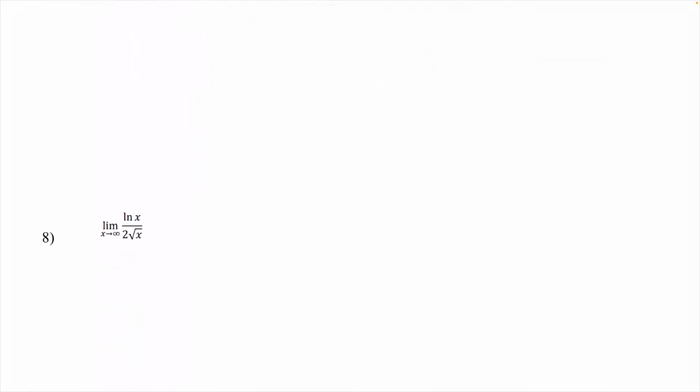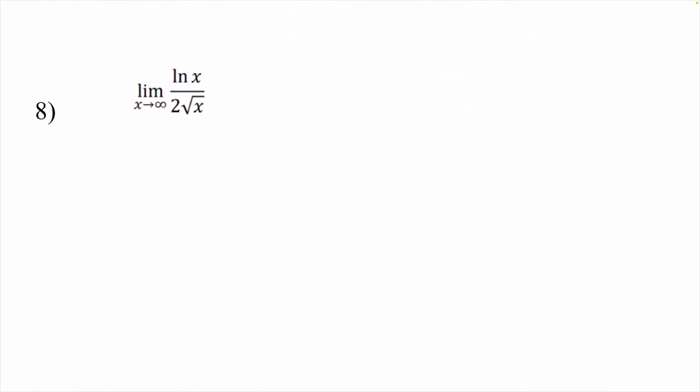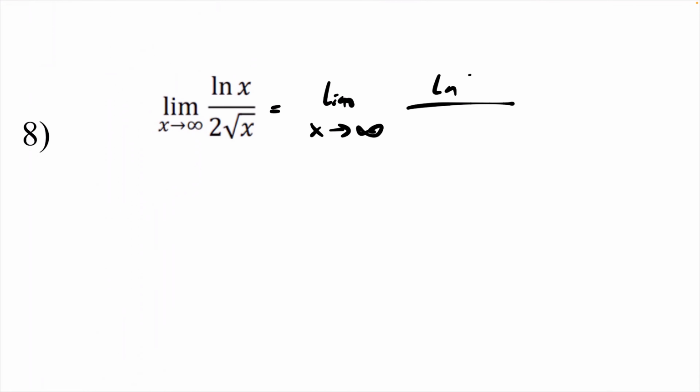Okay, so number 8. Number 8, we return back to the limit as x approaches infinity. Okay? As x approaches infinity. So first thing we got to do is rewrite it because it's got a power. So the limit as x approaches infinity of the natural log of x over 2 times x to the 1/2 power.